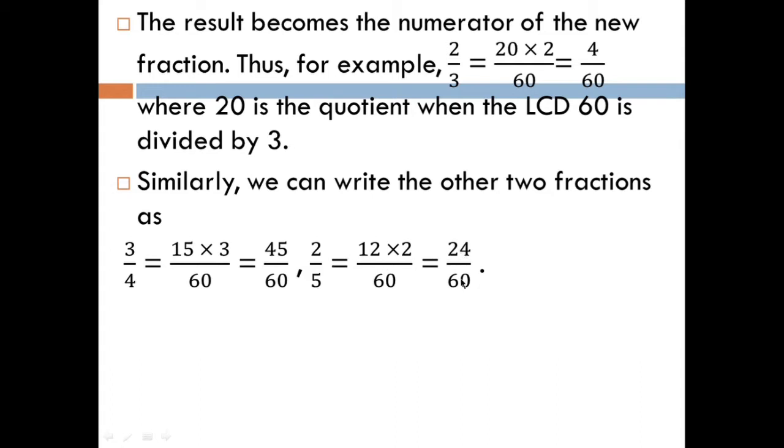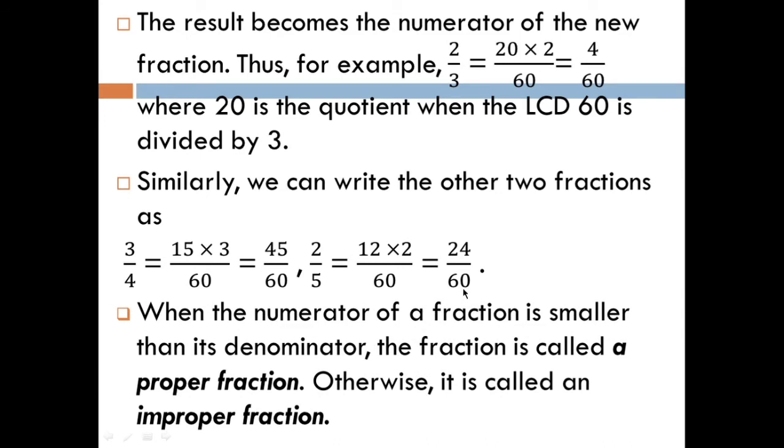So, 24 over 60. When the numerator of a fraction is smaller than its denominator, for example, 24 over 60, the fraction is called a proper fraction. Otherwise, it is called an improper fraction. For example, 60 over 24 is called an improper fraction. Okay?